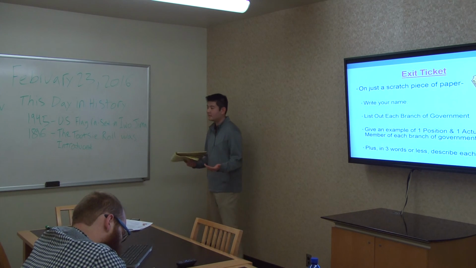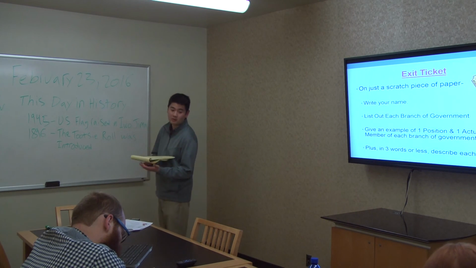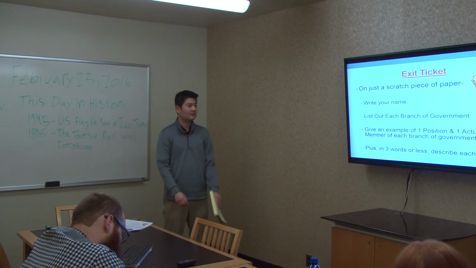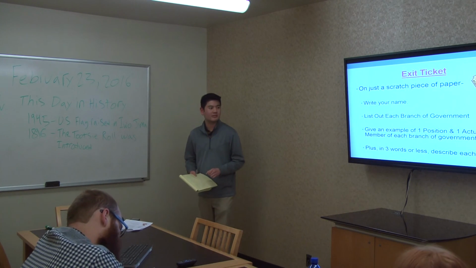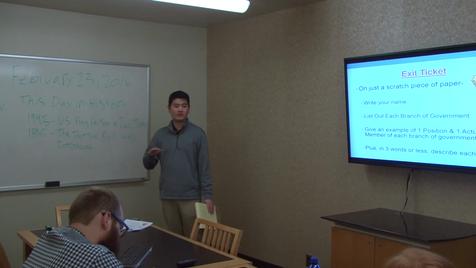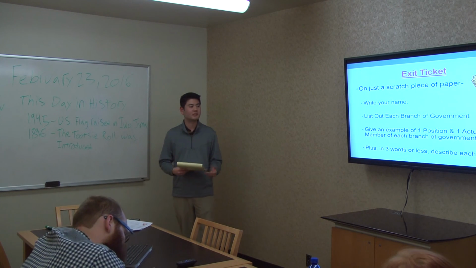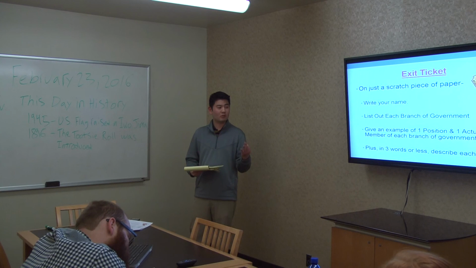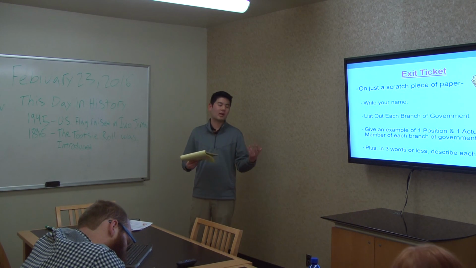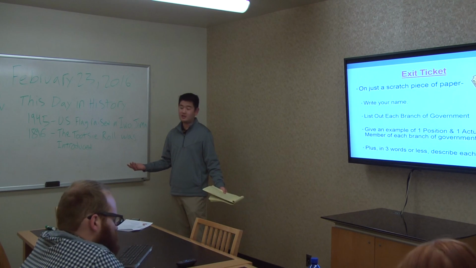As your assessment, we're going to be doing an exit ticket. I'm sure you've done that before. On a scratch piece of paper, write your name, then list each branch of government, and give an example of one position, one of the jobs associated with that branch, and one actual member of each branch of government. Then, in 3 words or less for each branch, describe each branch of government. Does that make sense? Good?